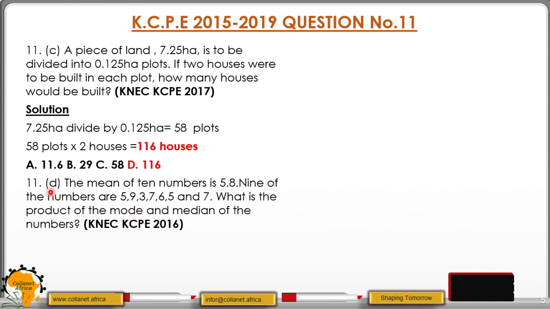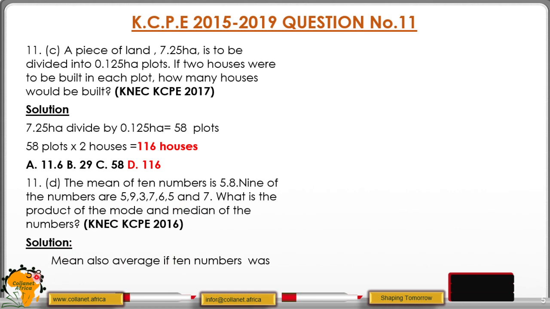So in this question, you need to understand what is the meaning of mean. Mean means average of all the numbers. Then need to understand what is the meaning of the product. Product means you multiply. You multiply what? The mode, the most repeated number, and the median, the mid-row number. So after you have understood that, then you continue. So mean also means average.